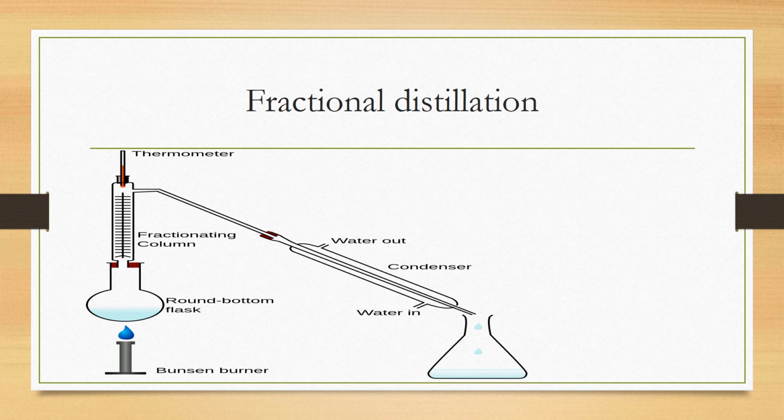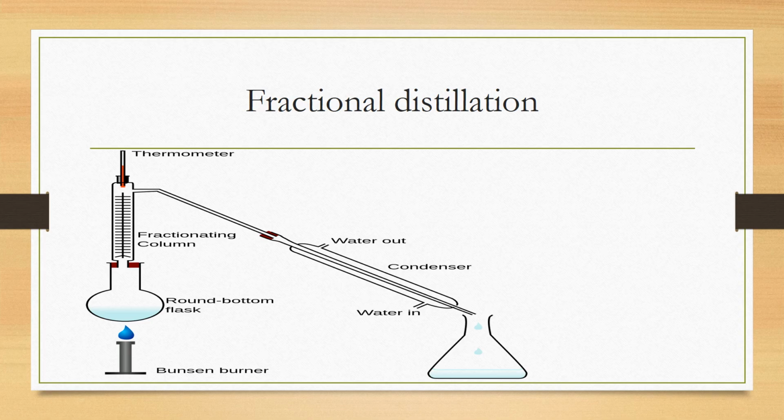Ethanol boils at 78 degrees and water boils at 100 degrees. So when your temperature has reached 78 degrees, all the ethanol is going to evaporate. It's going to pass through the condenser, and we are going to receive it in this conical flask. Once your temperature reaches 78, it's going to stay there, and all the ethanol is going to move from our round bottom flask to our conical flask on the right.